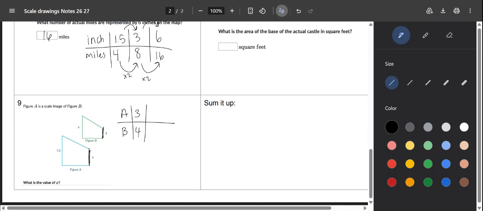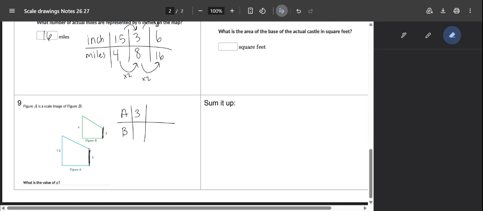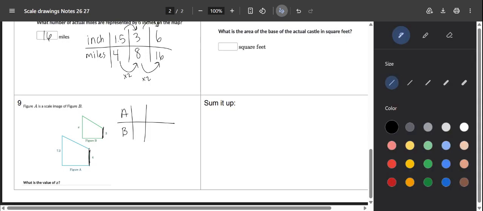Oh, I just messed it up. Hold please, I've made a mistake. Figure B has a side of 3. Figure A has a side of 4. It's important to pay attention to those details. Mathematicians need to attend to precision. And then figure B has the longer side of x. Figure A has the longer side of 7.2.